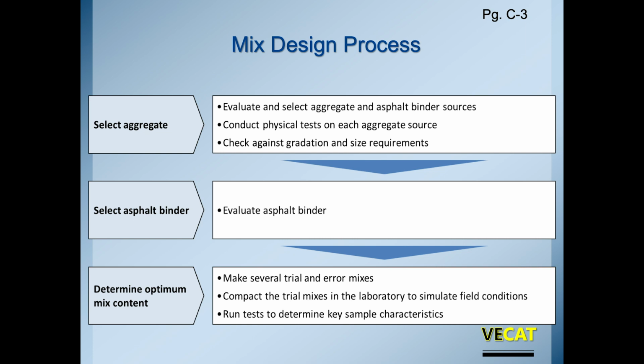They have to meet a soundness requirement as well as an LA abrasion to determine their freeze-thaw susceptibility as well as their durability. We're going to select the specific asphalt binder. Each mix requires a specific type of asphalt binder to be in that mix. For example, a 12.5A surface mix may require a different binder than a base mix, like a BM25. And then ultimately, in the mix design process, you'll determine the optimum mix content.